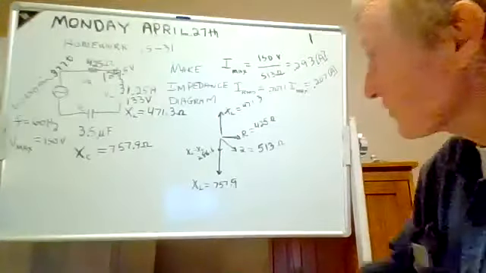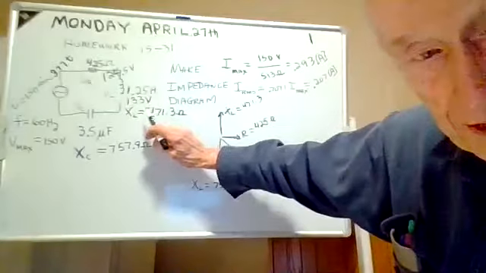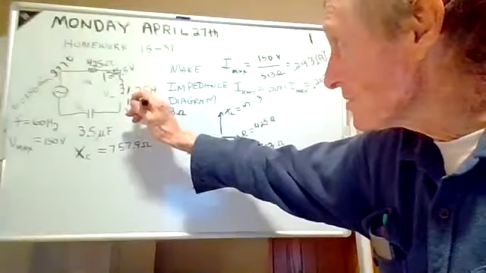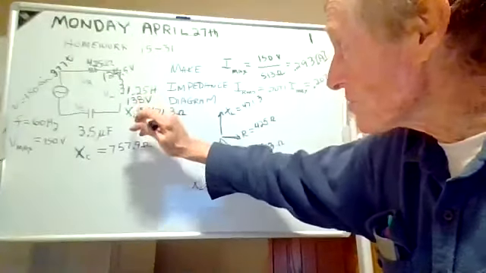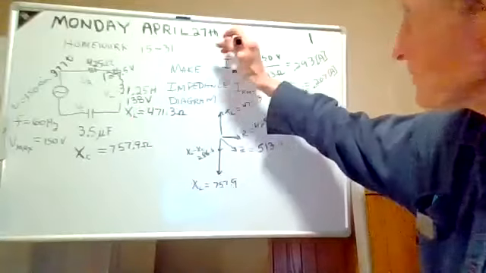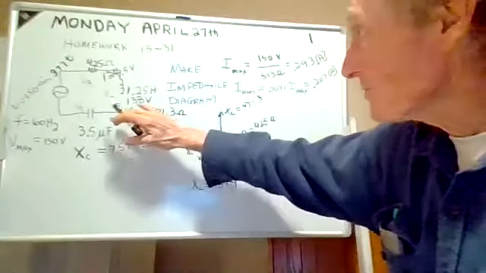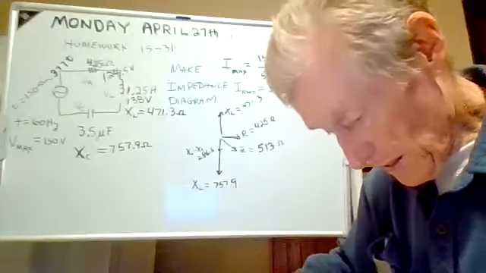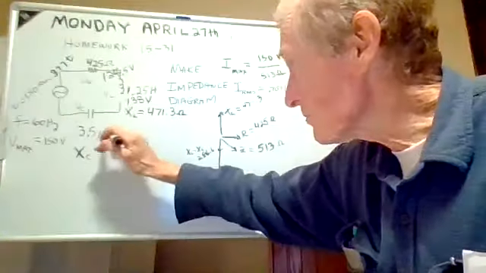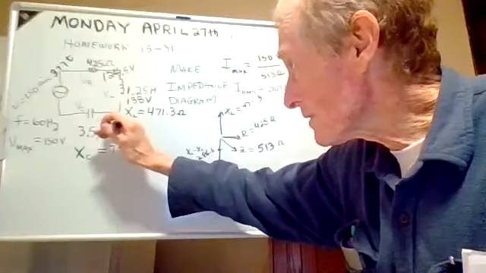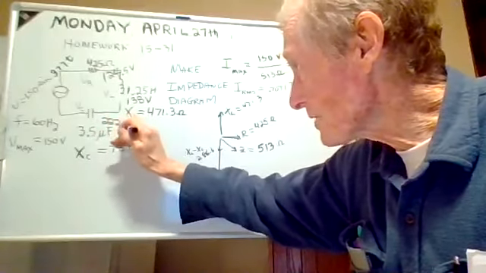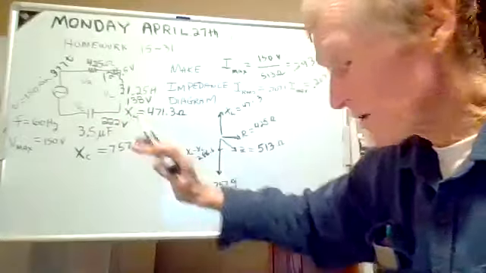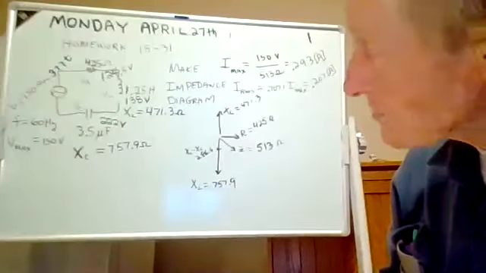I'm getting 138. Is that what you said? Yeah, right. I must have pushed the wrong button. I like yours better. Good going. We'll give you a thank you point. 138 volts on the inductor. Now the capacitor, I got 222 volts. Did anybody get 222 volts on the capacitor? Yes. Excellent.